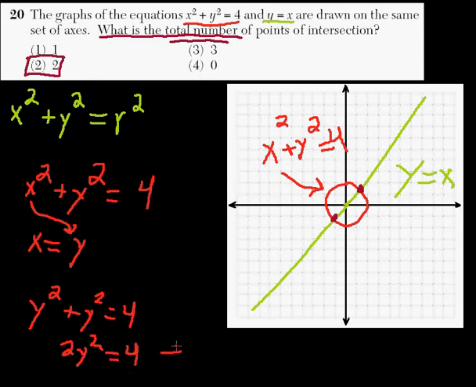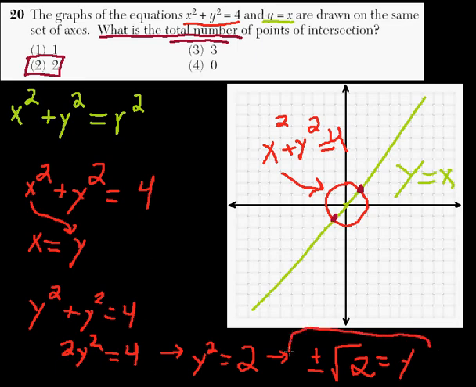We divide both sides by 2 and get y squared equals 2, which has two solutions, plus minus the square root of 2 equals y. So the two solutions here come from the plus minus in front of the square root of 2. And that would actually be the coordinates, plus minus square root of 2. Those are the y coordinates, as well as the x coordinates, because x equals y.